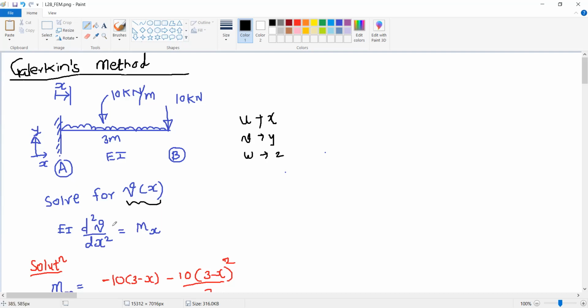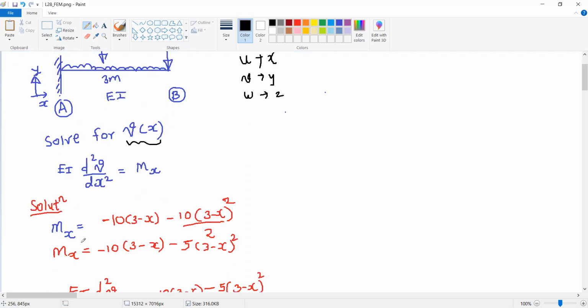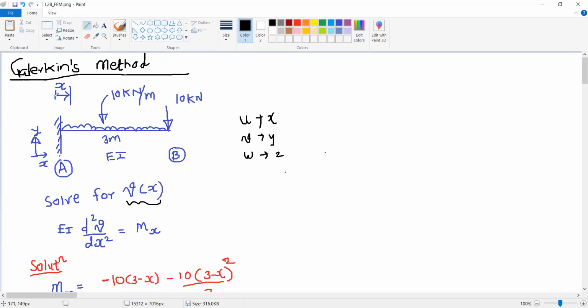Now you all are aware that the governing differential equation for this beam is a second order homogeneous linear differential equation. EI d square V by dx square is equal to bending moment at X. So let us try to write down bending moment at X in this beam. So X is taken from the left end. So therefore the remaining distance will be 3 minus X.